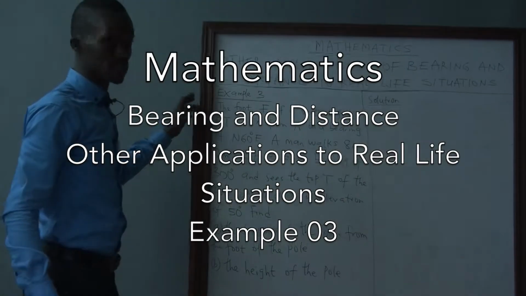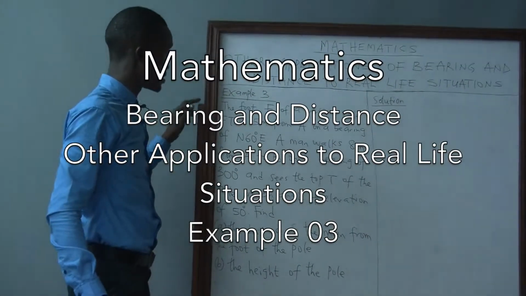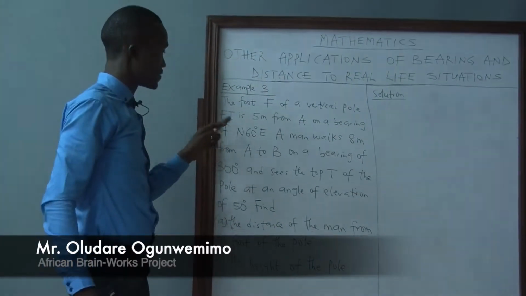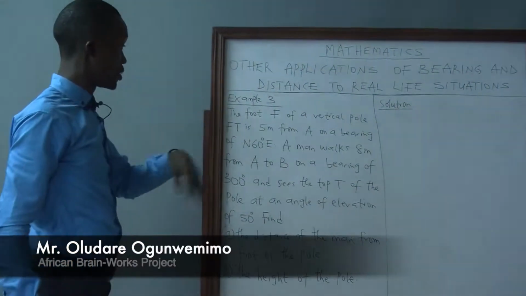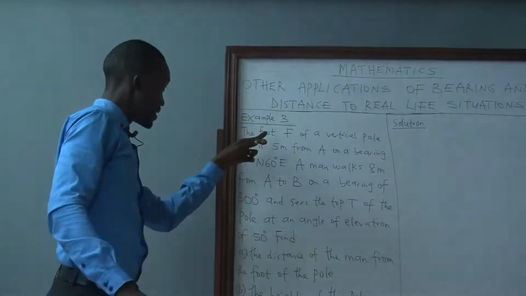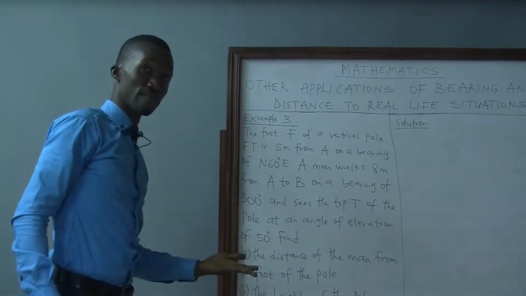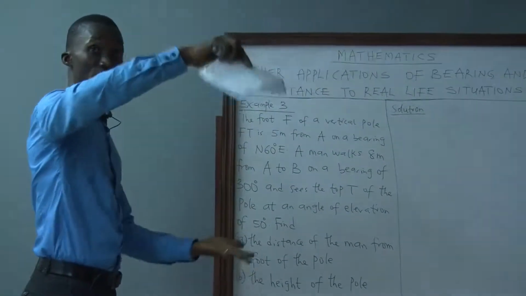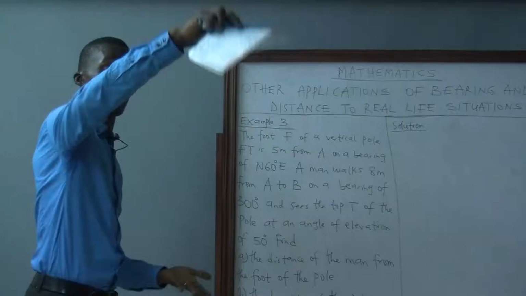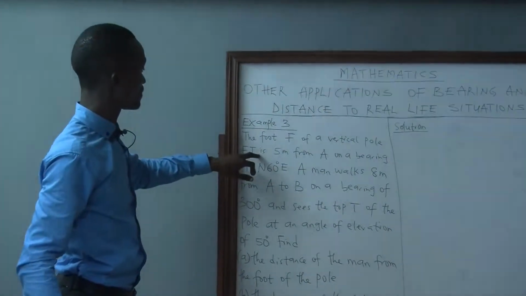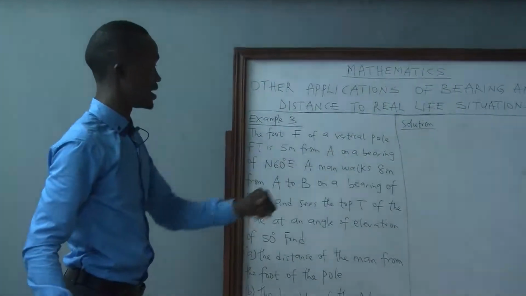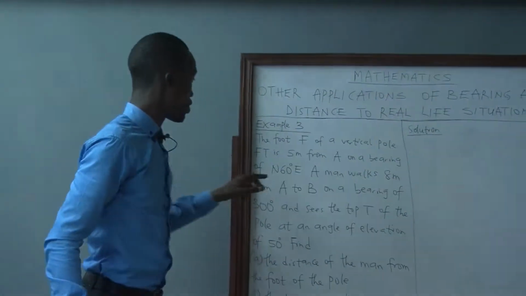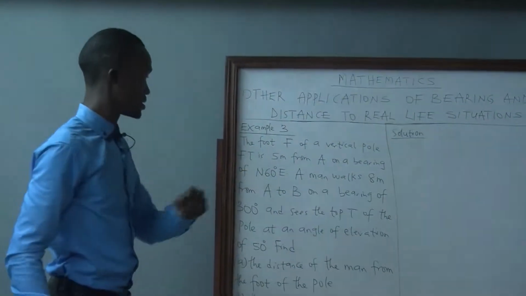We are moving to the third example, and the question says the foot F of a vertical pole FT. So we have the vertical pole labeled as FT. The foot is represented with F, while the top is represented with T. That's the whole length of the vertical pole, is 5 meters from A. We have a particular point labeled as A on a bearing of north 60° east.